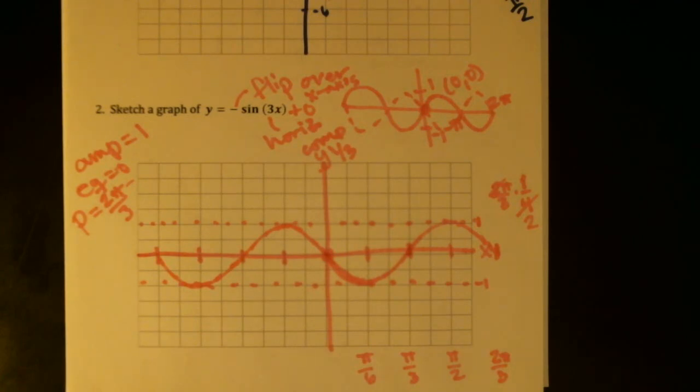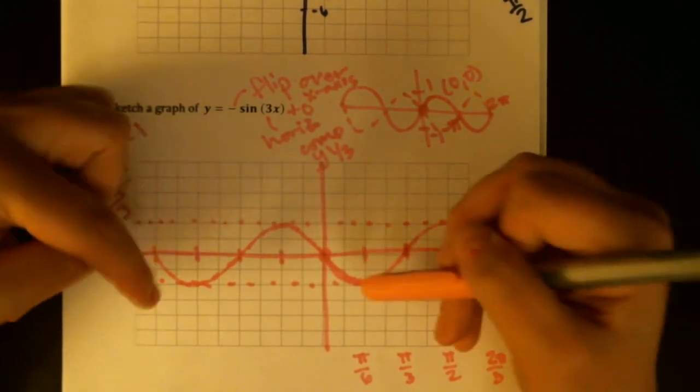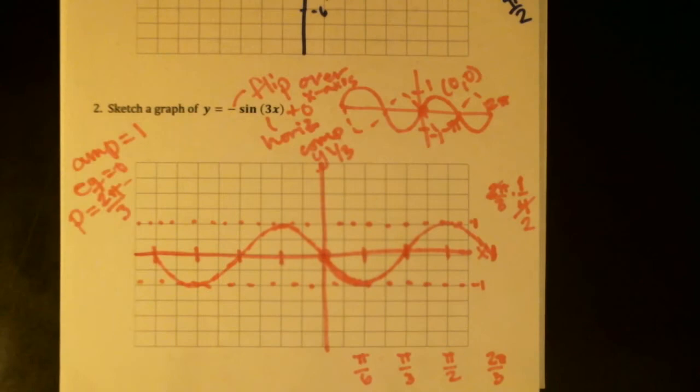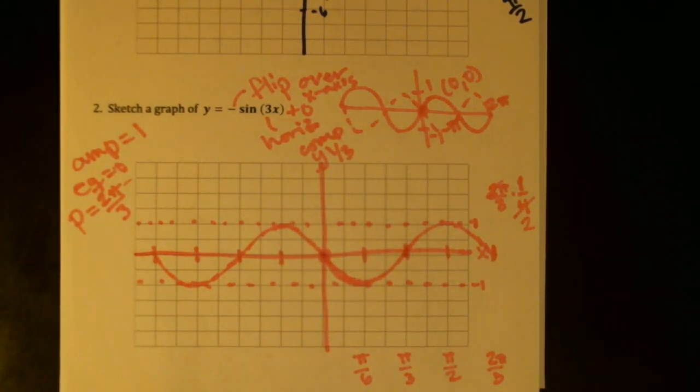And if you don't have a nice, clearly labeled grid, I want to make sure that I can tell exactly where one of your maximums and one of your minimums and one of these equilibrium points are. So be prepared to label those if I can't tell from the scale you start with.